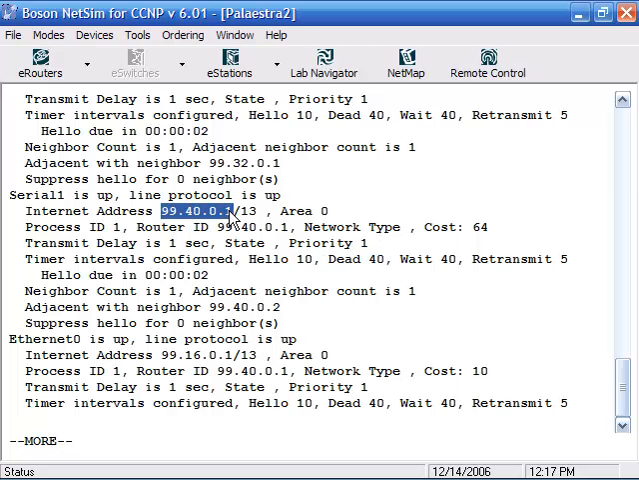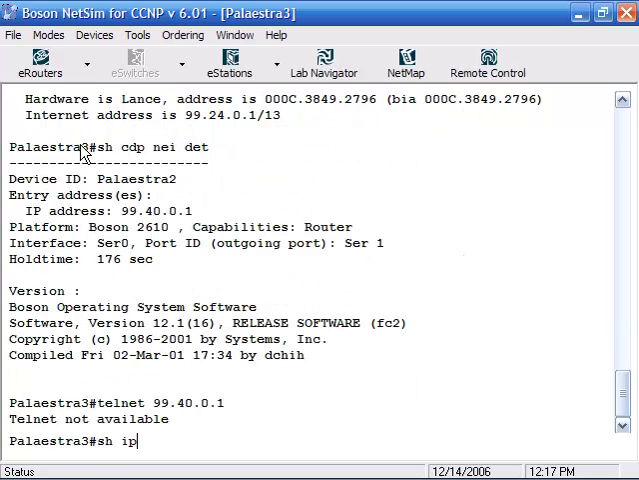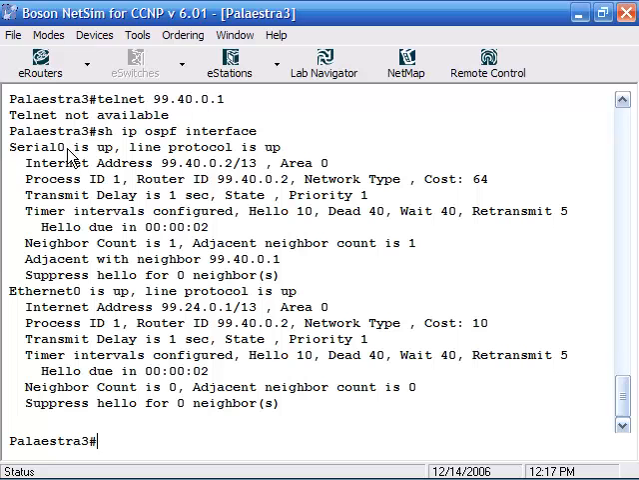So again, I can check the IP here, and you could actually use this command to check the IP, subnet mask, hello interval 10, dead interval 40. And I want to check that on both routers to make sure it all matched up. So what I'd do is I'd go back over to Palestra 3 and I do show IP OSPF interface. And I'd check it out over here.